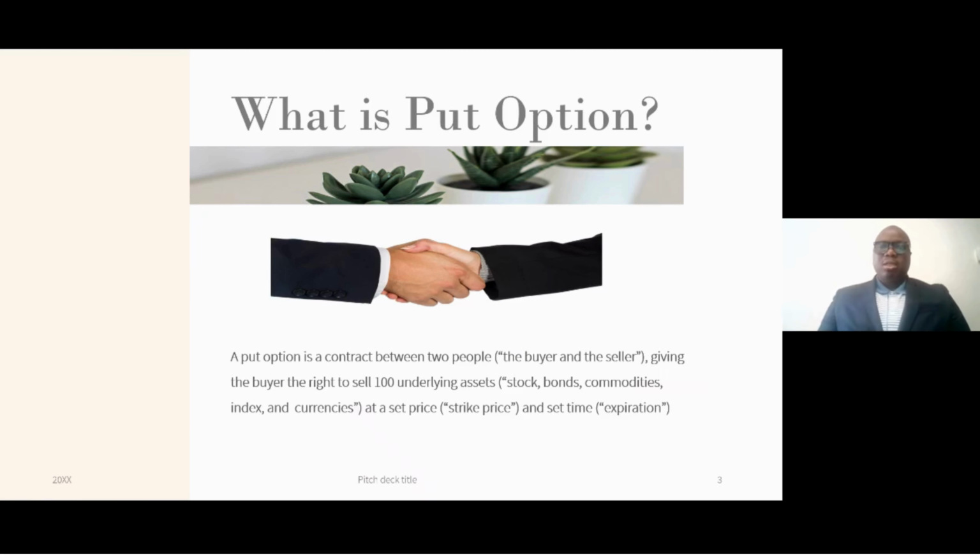So the question that you might want to ask is, what is actually a put option? A put option is a contract between two people, that is the buyer and the seller, giving the buyer the right to sell 100 underlying assets, which is stocks, bonds, commodities, indexes, and currencies, at a set price, which is the strike price, and set time, which is the expiration. So for any put option trading, there must be a strike price and also the expiration date.